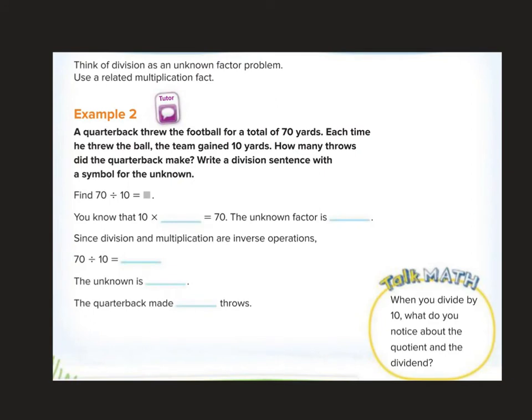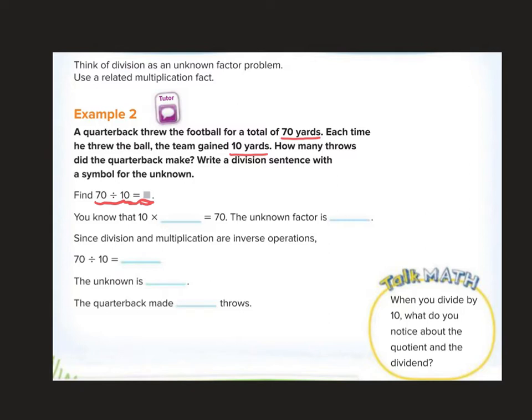All right, so we can think of division, just like we did with fives, as an unknown factor problem. Use a related multiplication fact. Okay. A quarterback threw the football for a total of 70 yards. Each time he threw the ball, the team gained 10 yards. How many throws did the quarterback make? Write a division sentence with a symbol for the unknown. So here they did that. 70 divided by 10 is equal to box. There's our symbol for the unknown.